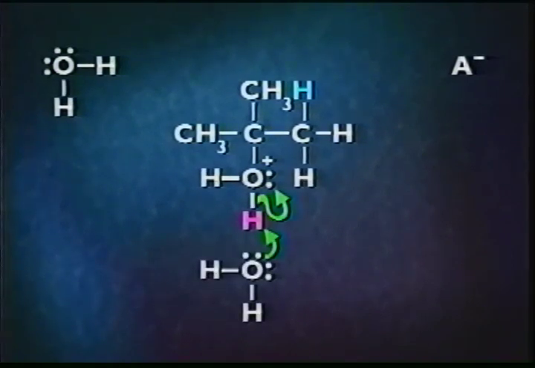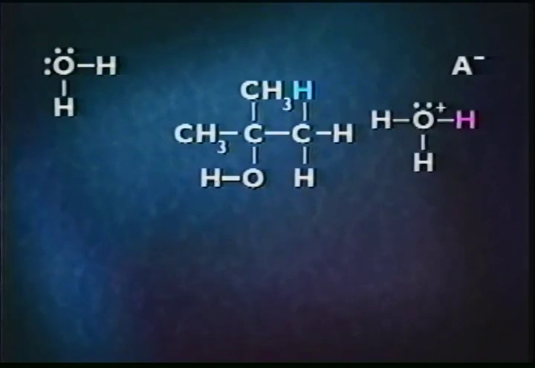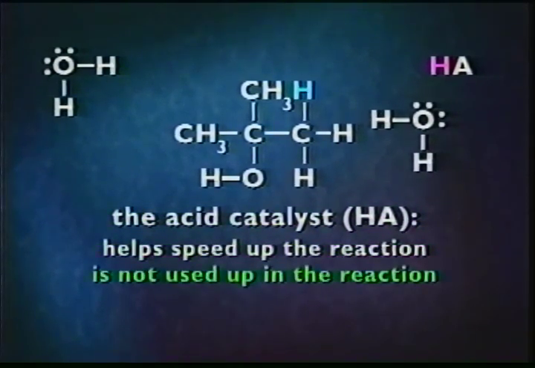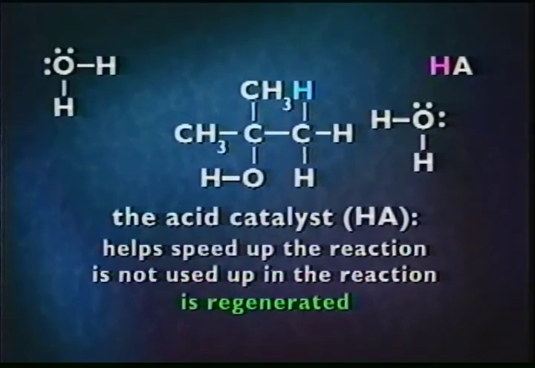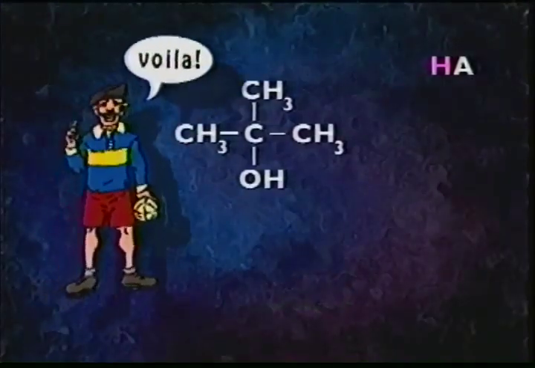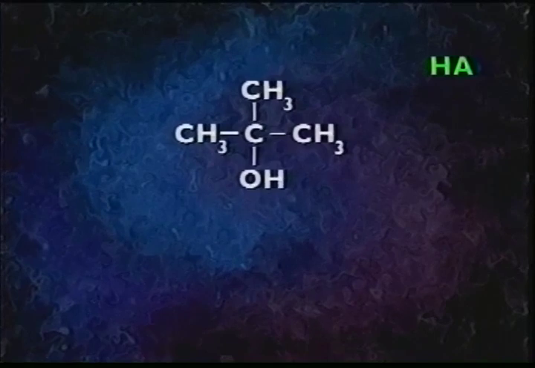The proton hooks up with a passing water molecule, forming H3O+. This stabilizes the proton until it bumps into, wouldn't you know it, good old A, our anion that was formed when the acid catalyst dissociated. The electrophilic proton adds to the anion, and we get HA all over again, which is the acid catalyst that we started with. So the acid catalyst helps speed up the reaction, is not used up in the reaction, and is regenerated so that it can move on to bigger and better reactions. And voila! HA has formed back up, and we've also got a product.